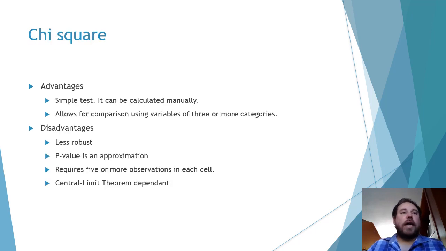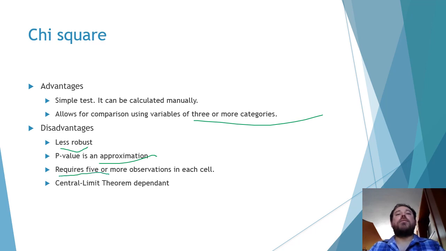The advantages for chi-square is that it is a simple test, it can be calculated manually, it allows for comparison using 3 or more categories. That is very important because Fisher test only allows you to do 2 categories, but the disadvantage when compared to Fisher test is that it is less robust. Fisher test is an exact test, while chi-square is an approximation of the p-value. It requires 5 or more observations in each cell, and it works with the central limit theorem.